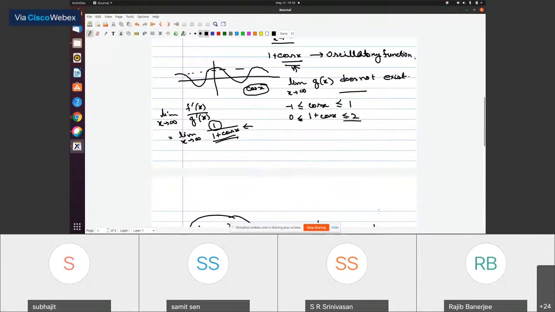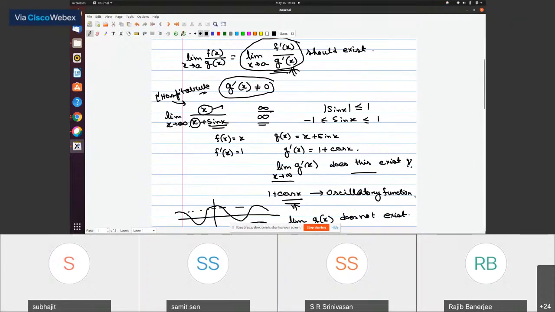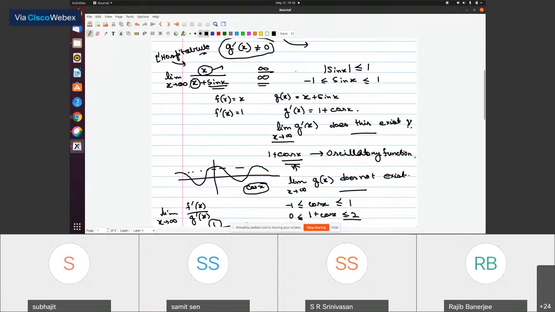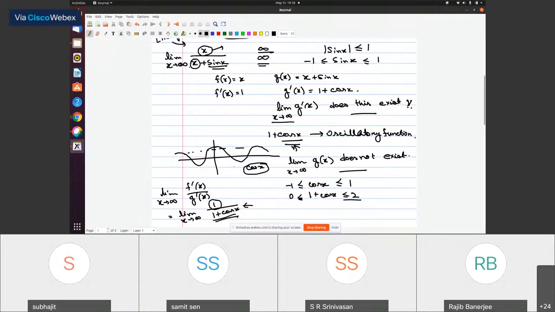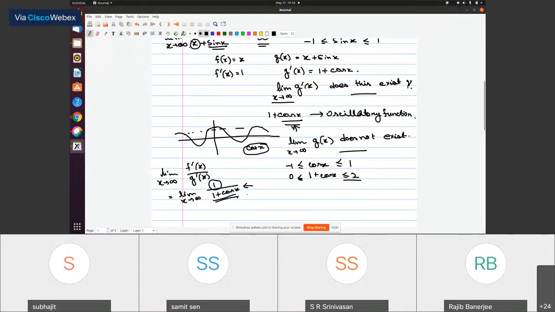See here, what I am saying is we have to calculate this limit, the limit as x extends to infinity of f dash by g dash x. Now, does this limit exist? Here I have checked that the limit of g dash x does exist, because the numerator was only 1. So if the limit of the denominator does not exist, then the whole limit does not exist.